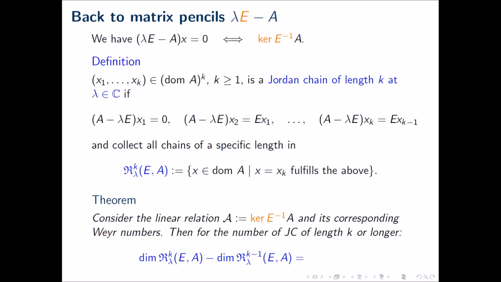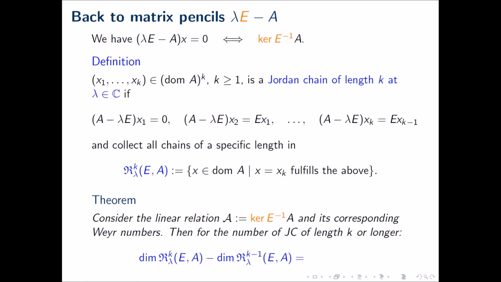Now, again, these are the numbers. This number here is what? This is the number of Jordan chains. It's also written down here. This difference of these two is the number of Jordan chains, because I subtract this dimension here, which counts all the chains which have length k or more. This is the number of the pencil.